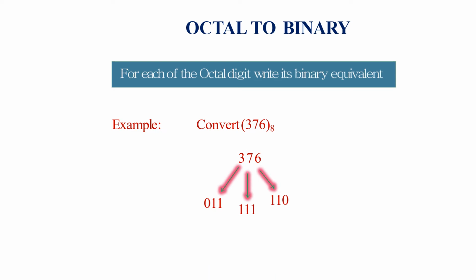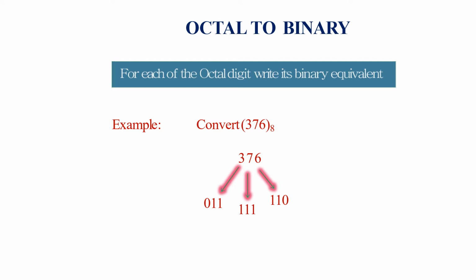So in just the reverse way you have to do. For each digit of the octal number, we can just write the 3-bit binary equivalent. So what is for 6? 6 is nothing but 110. 7 we can represent as 111. And 3 is nothing but 011. That is what you are writing, just the 3-bit binary equivalent for the given number.